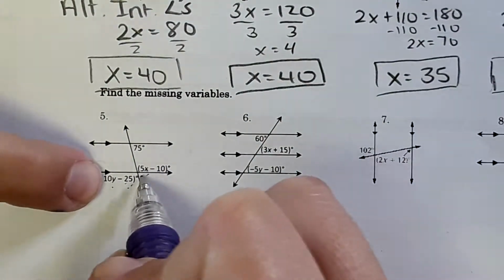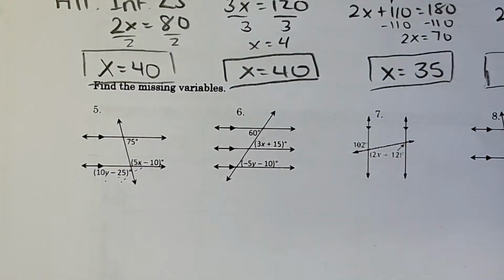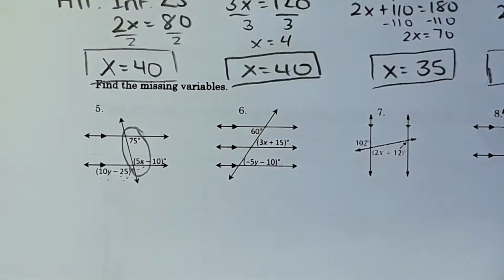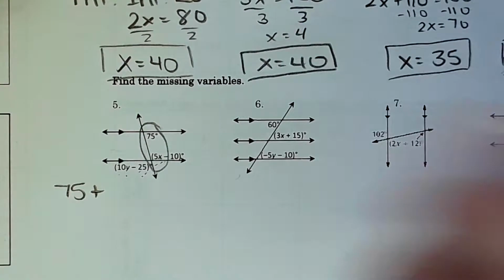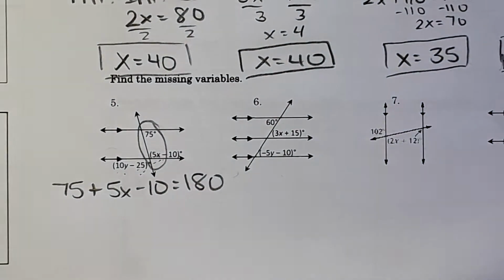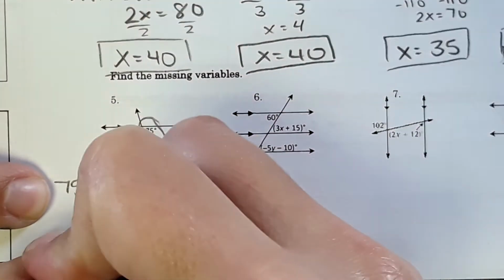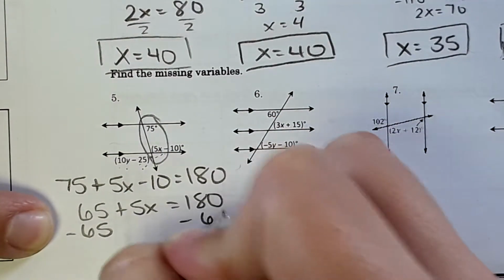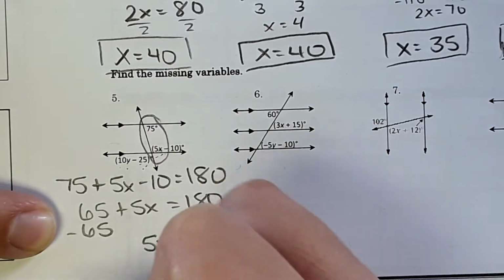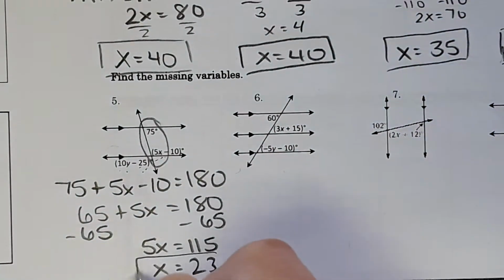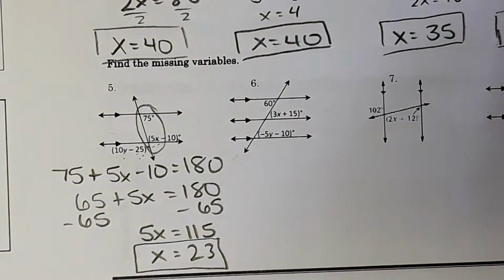You may want to set these equal, but you can't solve 2 variables at once. You can only solve one variable at once. So for number 5, you would actually use these two to solve for x first. Consecutive interior angles add to 180, so you do 75 plus 5x minus 10 equals 180 to solve for x. 75 minus 10 is 65, plus 5x equals 180. And just solve it. 115 divided by 5 is 23. So we get x equals 23 to start.